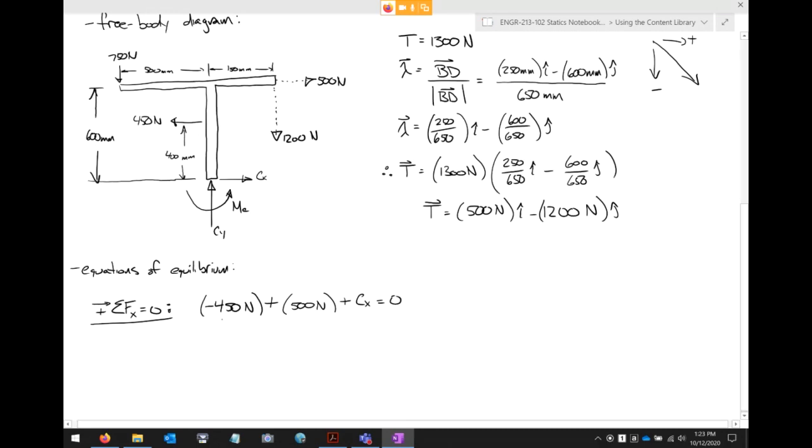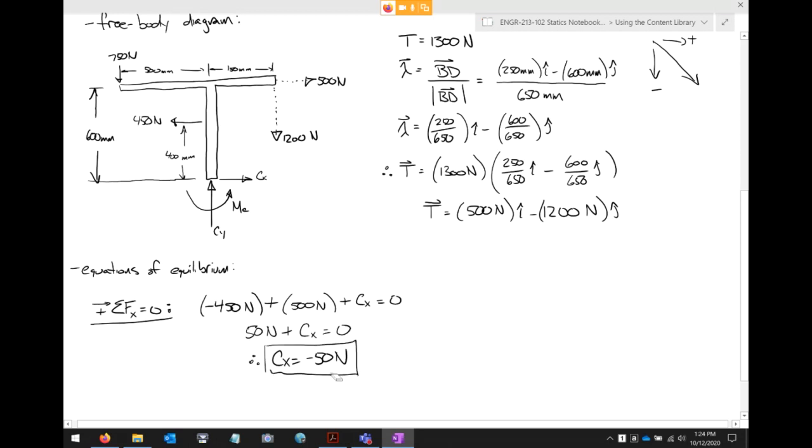So we've got negative 450 plus 500 is 50. So 50 newtons plus Cx equals 0. If I'm solving this like an equation, if I have 50 plus x equals 0, x equals minus 50, right? I have to bring it over to the other side of the equation. So therefore, Cx is minus 50 newtons.